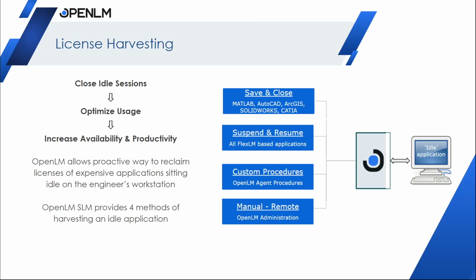Agent procedure. It is a general purpose license retrieval method, and it can be used for closing standalone or node-locked idle applications. Manual or remotely close. This is a manual method where the license administrator can remove the license of an idle application manually from the OpenLM Easy Admin interface.